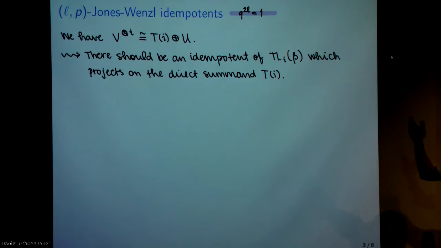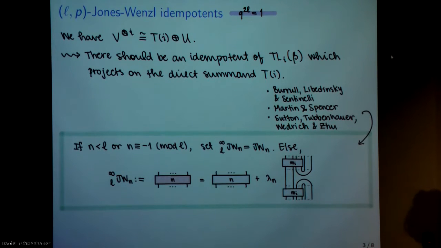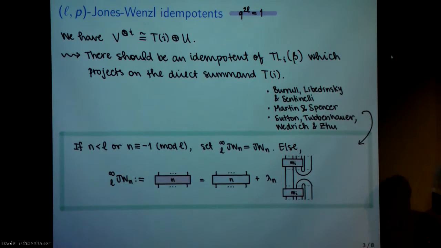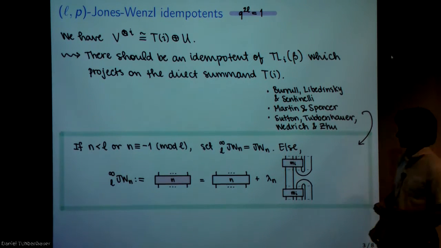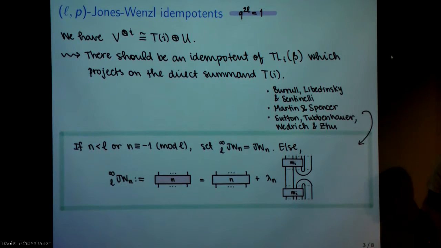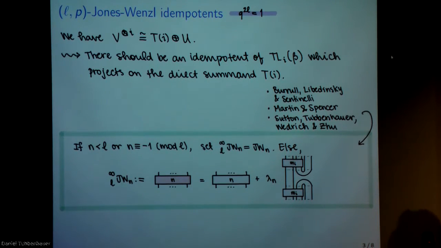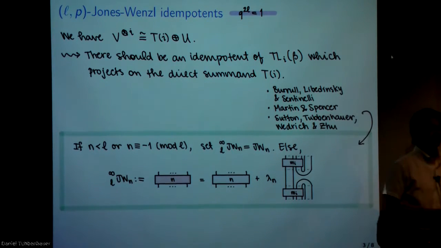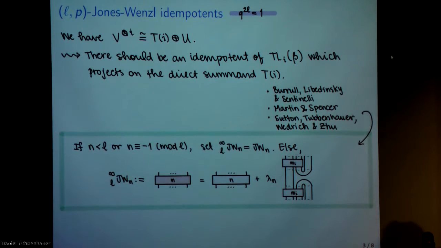And so what this says is that there should be some idempotent that projects to this direct summand Ti. And these idempotents are what are called the LP Jones-Wenzel idempotents. So they've been worked on by all of these people. And here is a definition that I won't get too much into the details of, but it involves taking the classical Jones-Wenzel idempotents and then sort of putting them in a way that works. And so here the infinities are just because I'm setting p equals infinity in the characteristic 0 case.